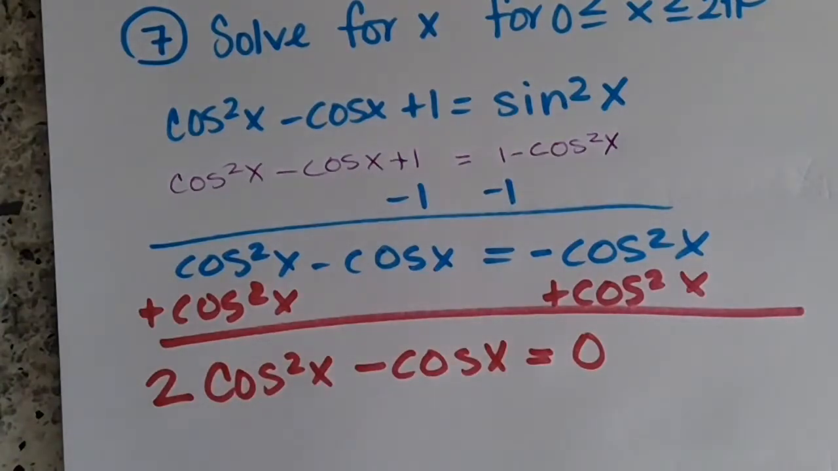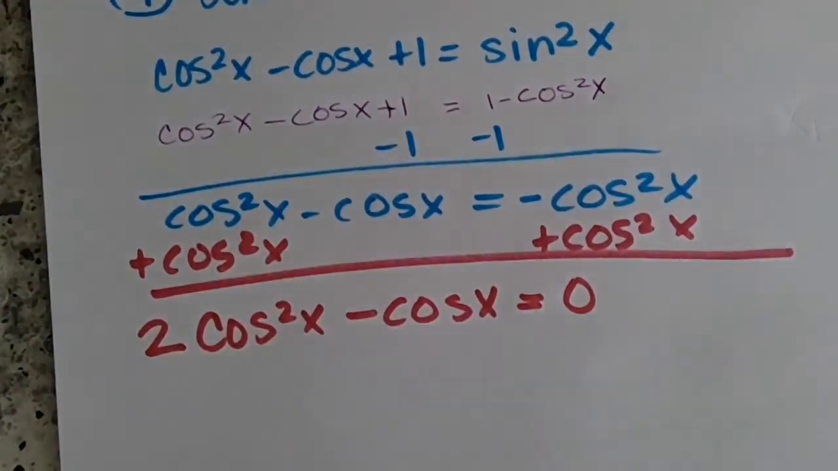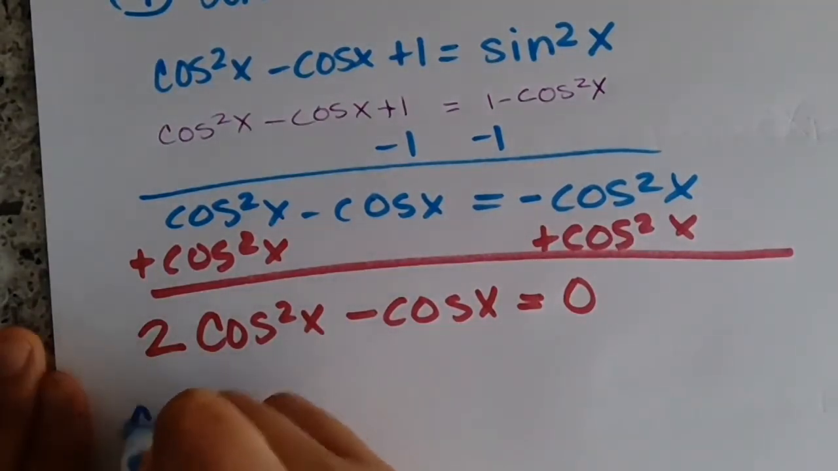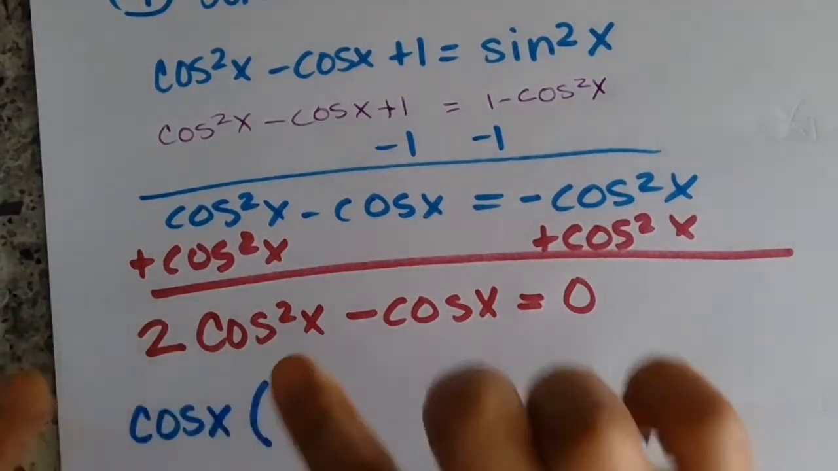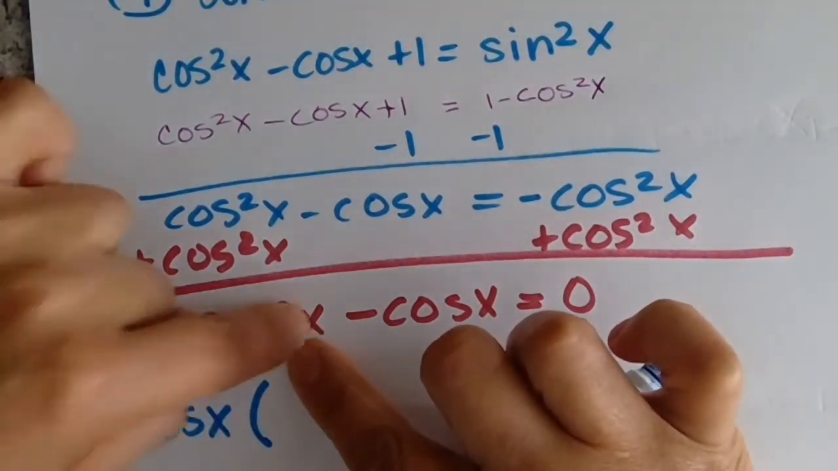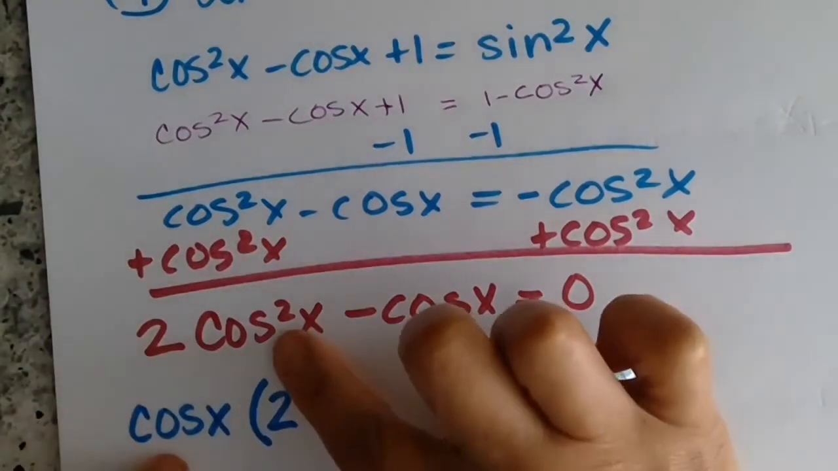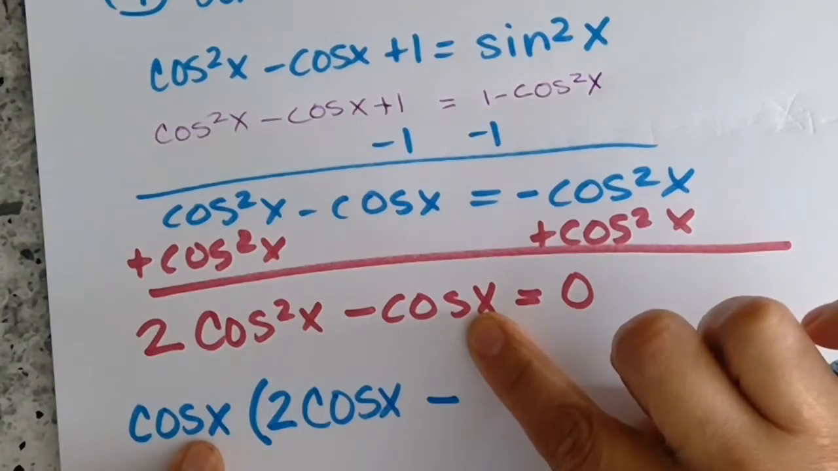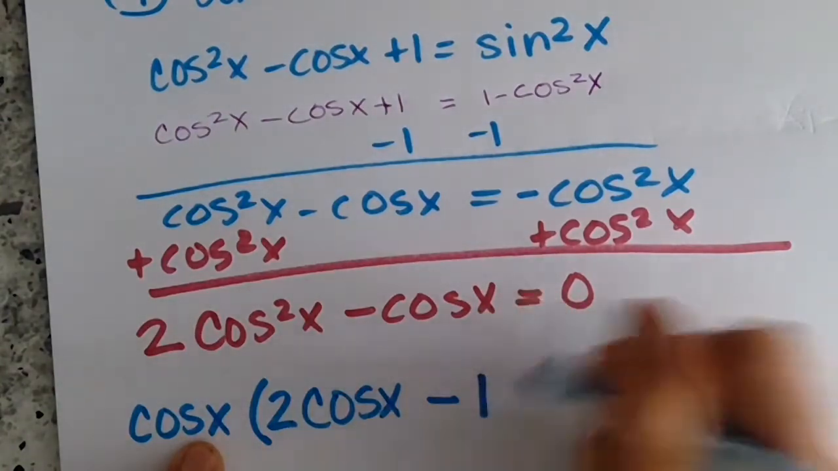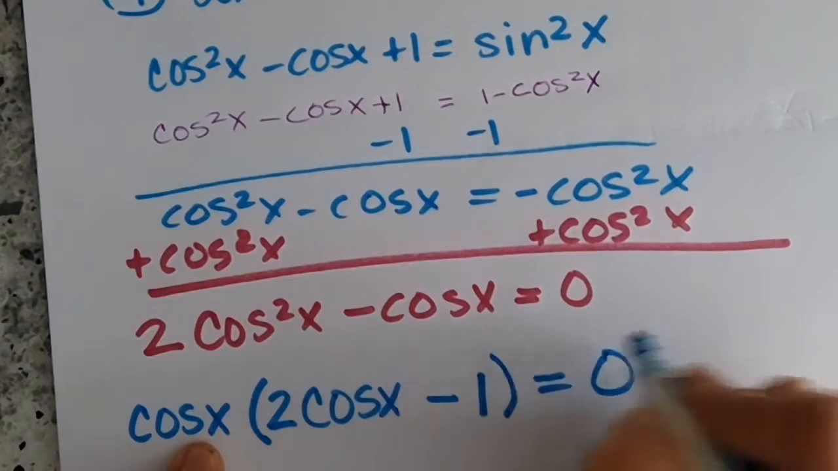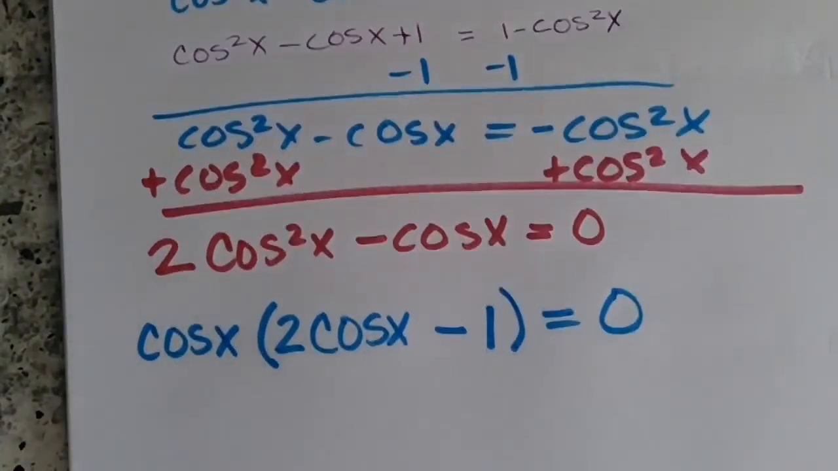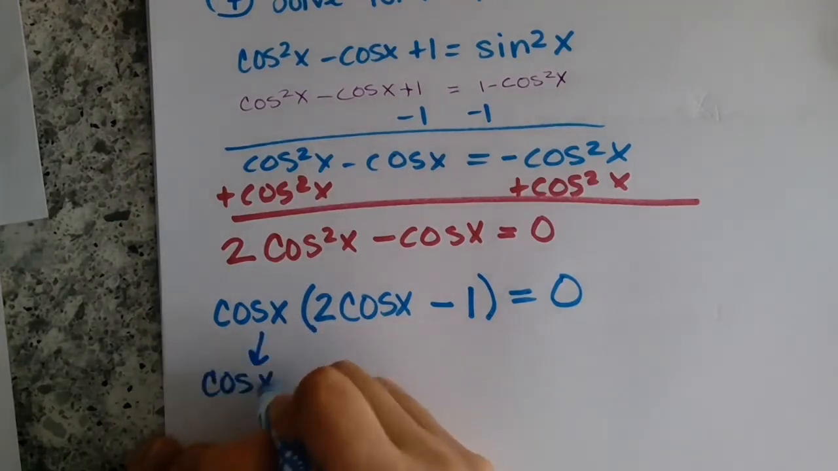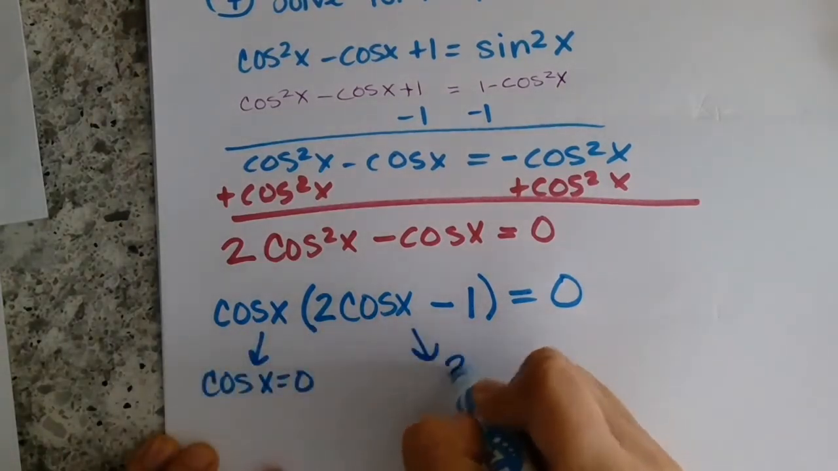Now I'm going to use the zero product property, which means you're going to try to factor it. How can I factor this? Well, there's a cosine in both of these, so I'm going to factor out a cosine. Cosine of x times what would give me 2 cosine squared x? I need a 2 and a cosine. Cosine of x times what will give me cosine of x? All right, now it's factored. I'm going to use the zero product property and say cosine of x equals 0. Solve this one.